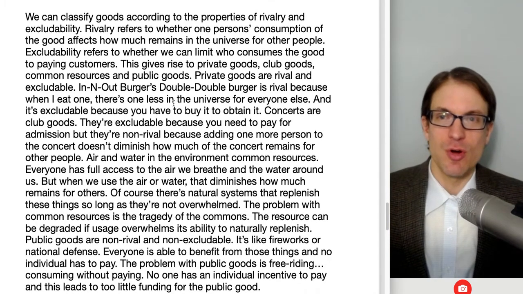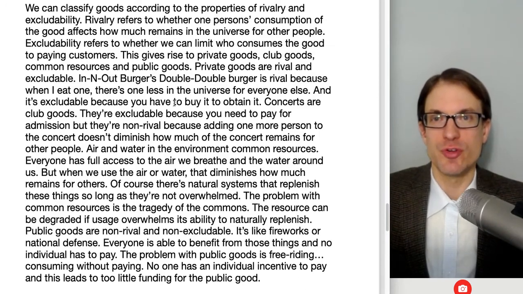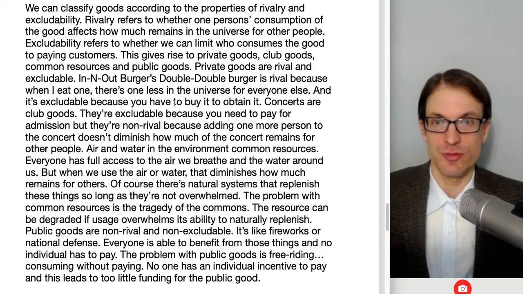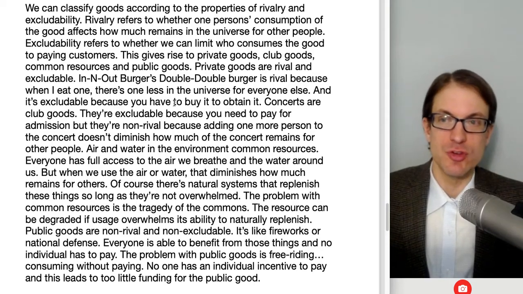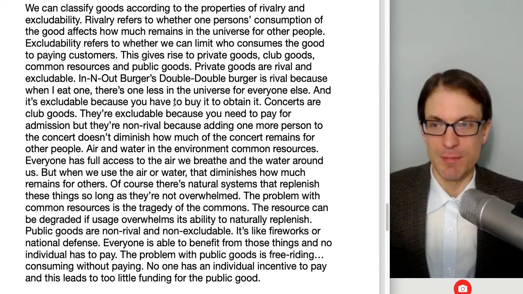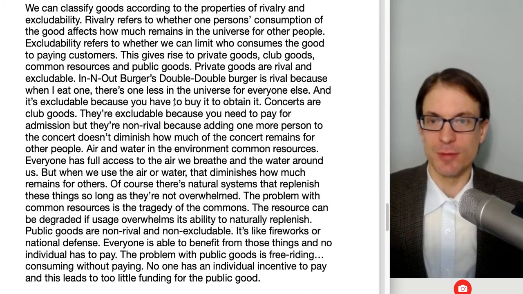We classify goods according to the properties of rivalry and excludability. Rivalry refers to whether one person's consumption of the good affects how much remains in the universe for other people. Excludability refers to whether we can limit who consumes the good to paying customers, for instance. This gives rise to private goods, club goods, common resources, and public goods. Private goods are rival and excludable. Club goods are excludable and non-rival. Common resources are rival but non-excludable. And public goods are non-rival and non-excludable.